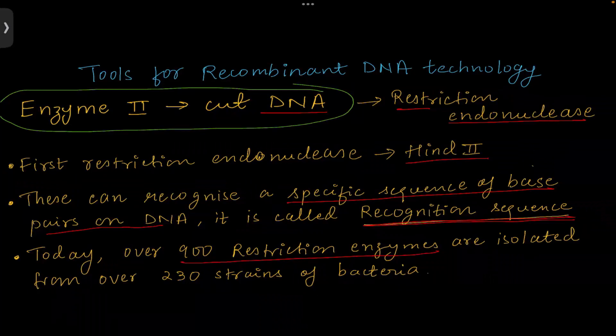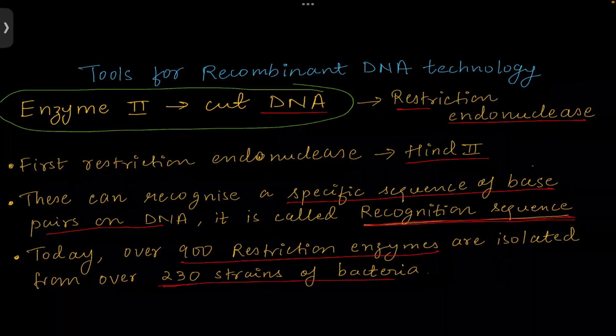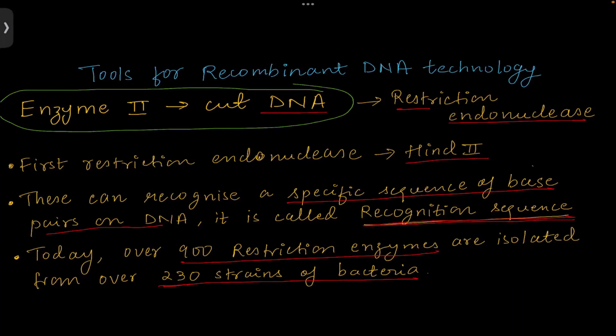So when this book was written, it was 900. Now there are even more that people have isolated from different strains of bacteria, over 230 strains of bacteria. Restriction enzymes are actually isolated from bacteria only, and people have created a library of even more than 900 restriction enzymes.